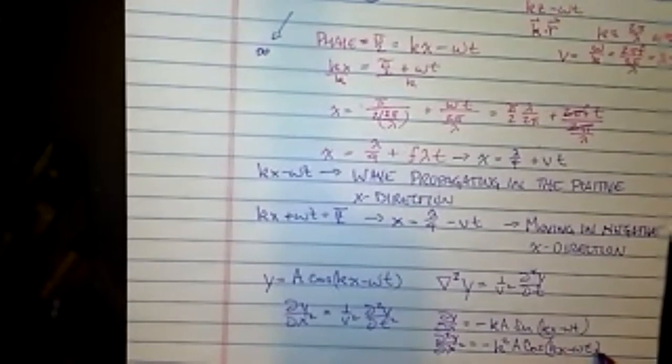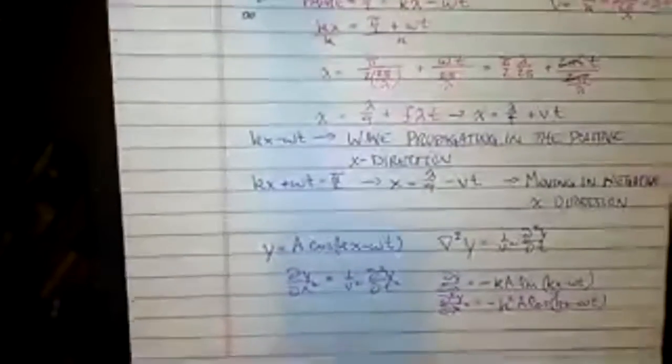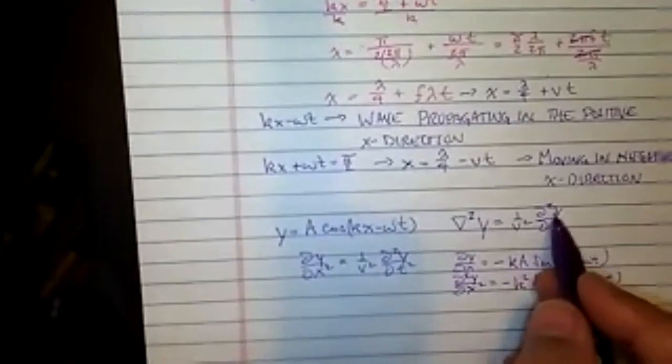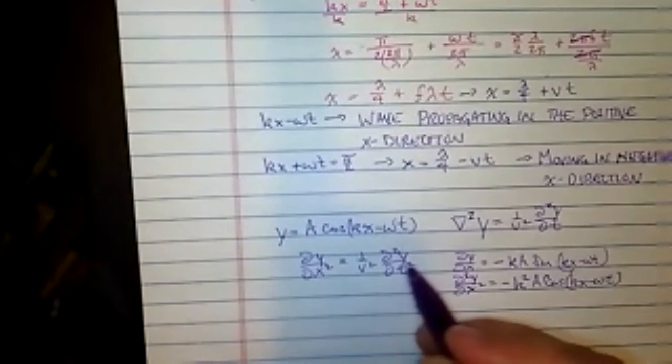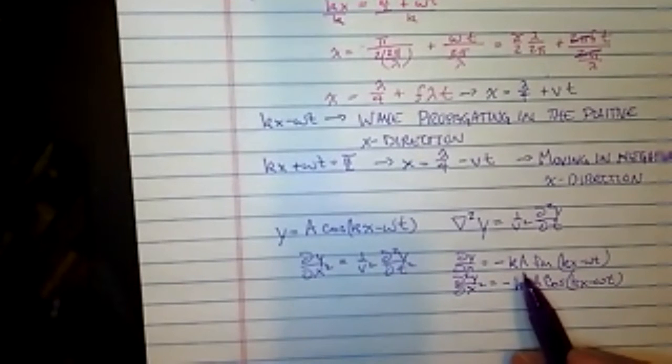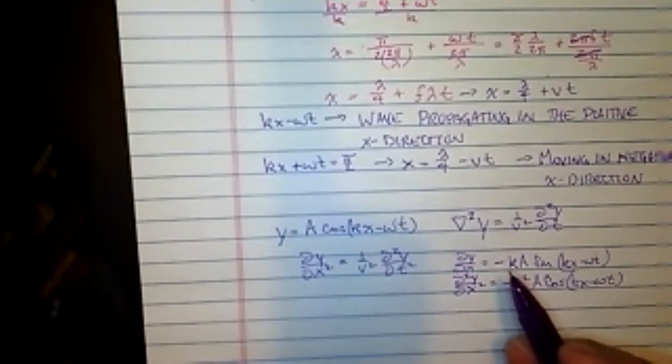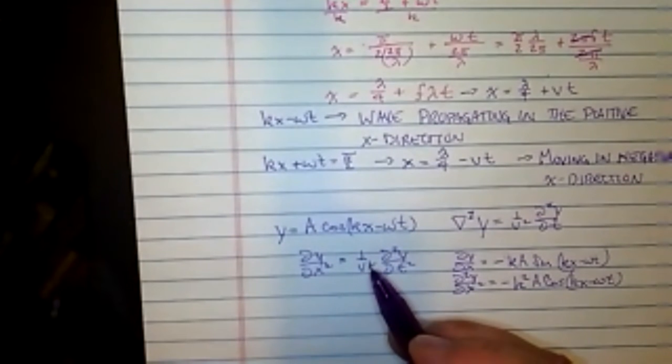Again, this could be kx minus omega t plus some phase angle, and that would be just fine. Now we've got to compute the second derivative of y with respect to t, just like we did here, and then put it back in the equation. You'll see that in order for this to be a wave equation, the velocity has to be omega over k.